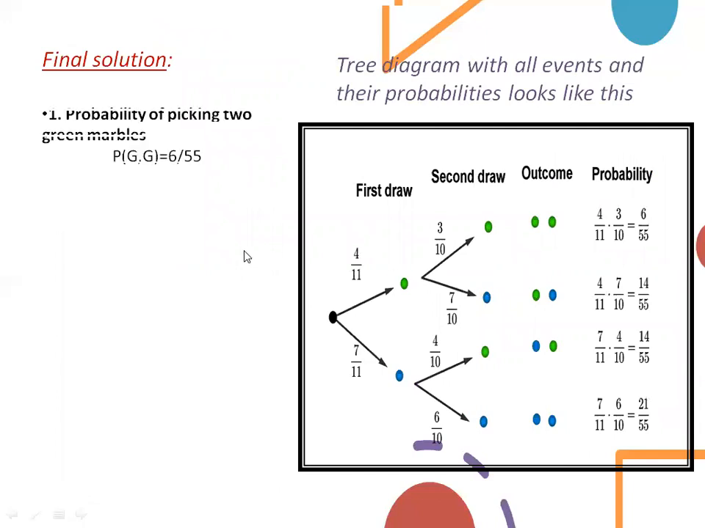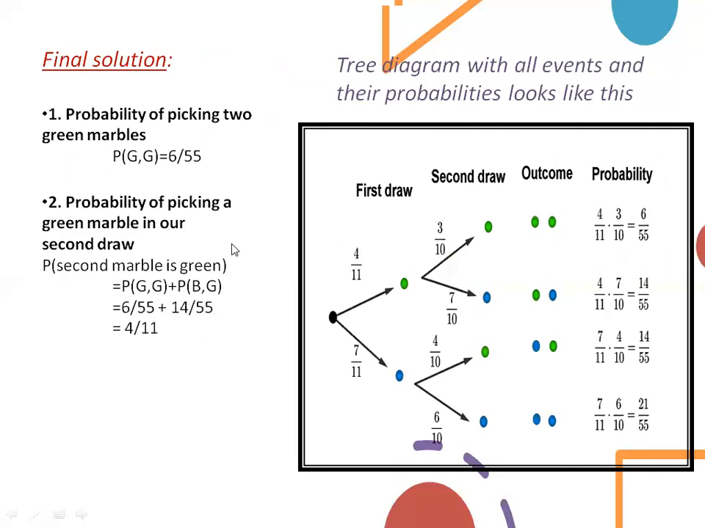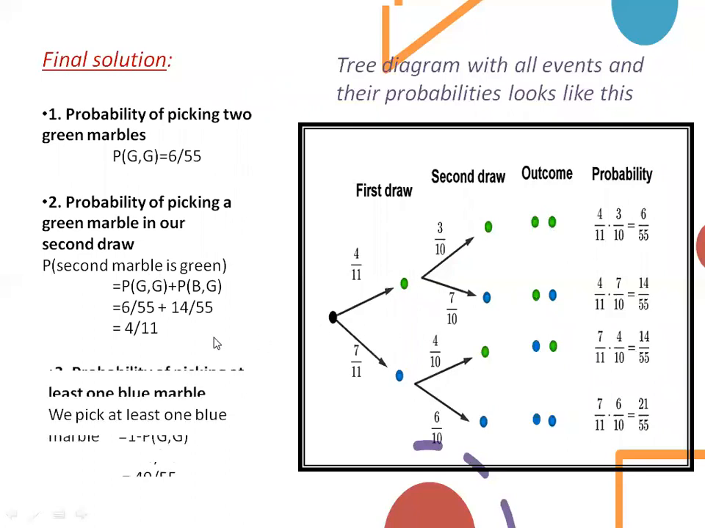Now we are answering our question. Probability of picking 2 green marbles. We can see from here, it is 6 by 55. Second question: probability of picking a green marble in our second draw. So 2 possibilities are there in the second draw: first green, second green, and first blue, second green. Then we add these 2 values up, resulting in 4 by 11, as you can see.